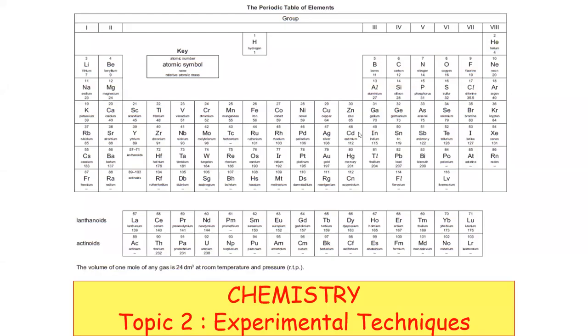So we have topic 2, which is about experimental technique. This topic 2, experimental technique, is divided into two parts. One is about how to check the purity of the substance, how we can identify whether a substance is pure or impure. And the second part is the separation techniques which we use to separate different types of substances from each other.